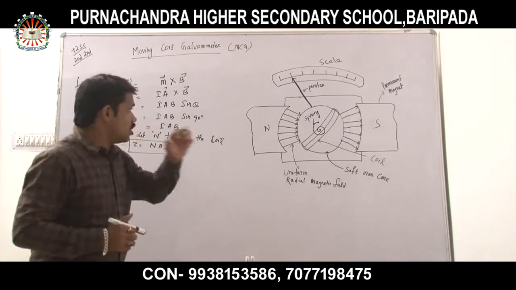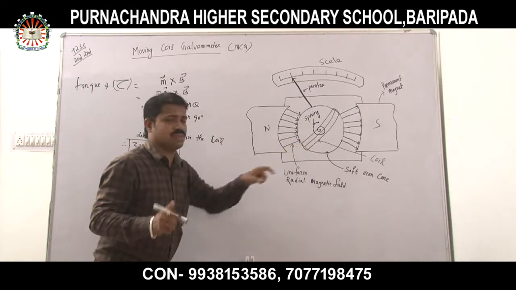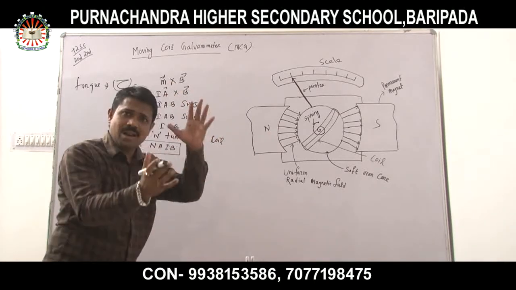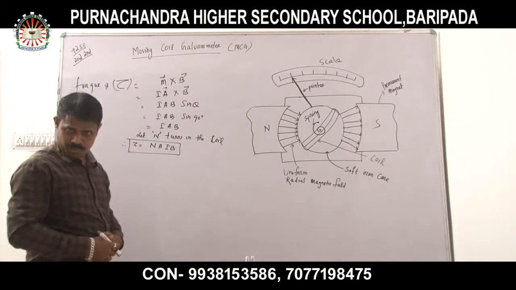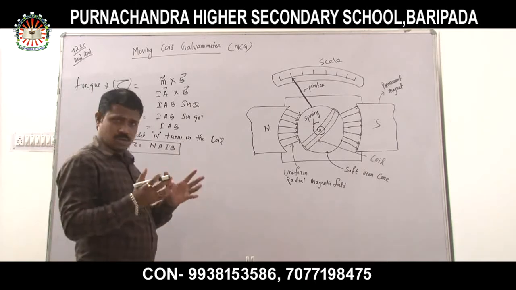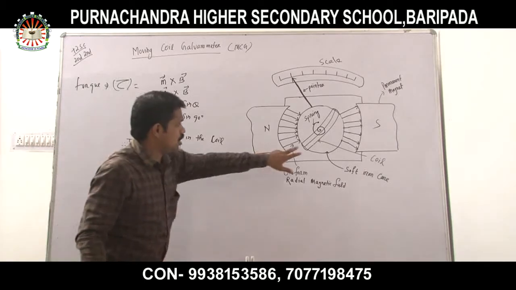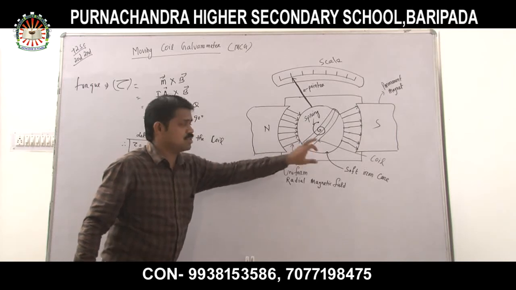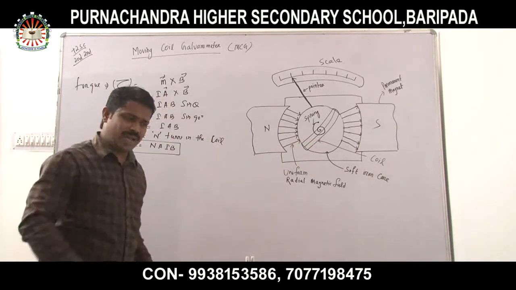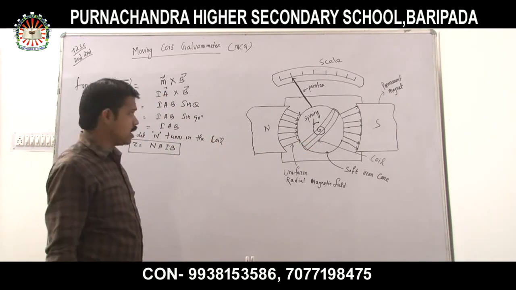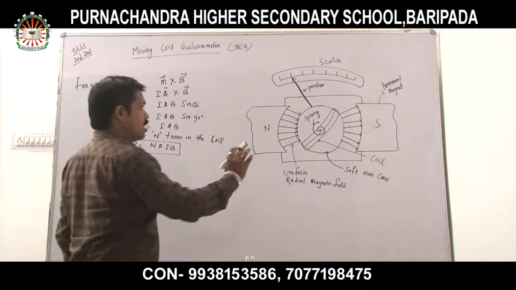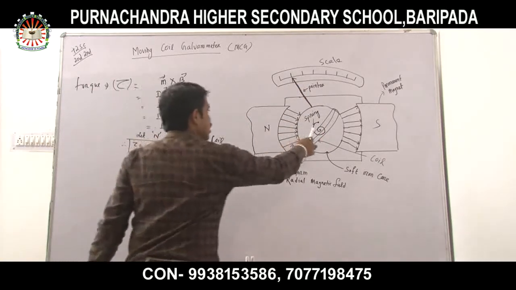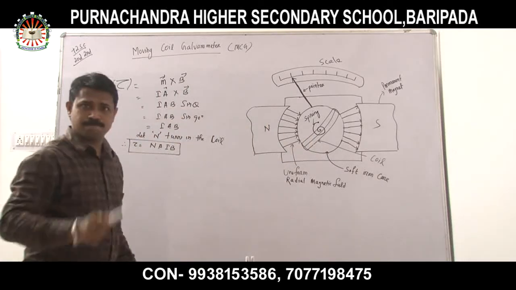Understood? So due to the torque generated in the coil, what happens? The cylinder will rotate. Due to the torque means rotation. So the torque which is generated in the coil, due to this torque, the cylinder will rotate. Understood? Now we know that one end of the cylinder is connected to a pointer and another end of the cylinder is connected to a spring.